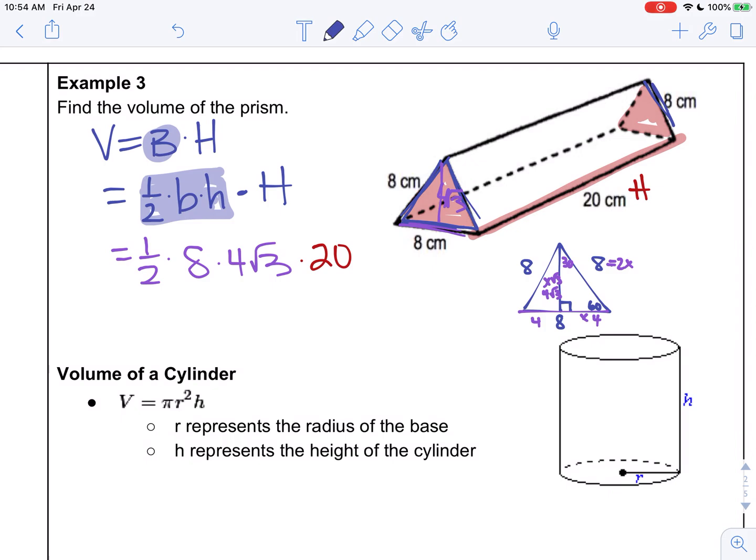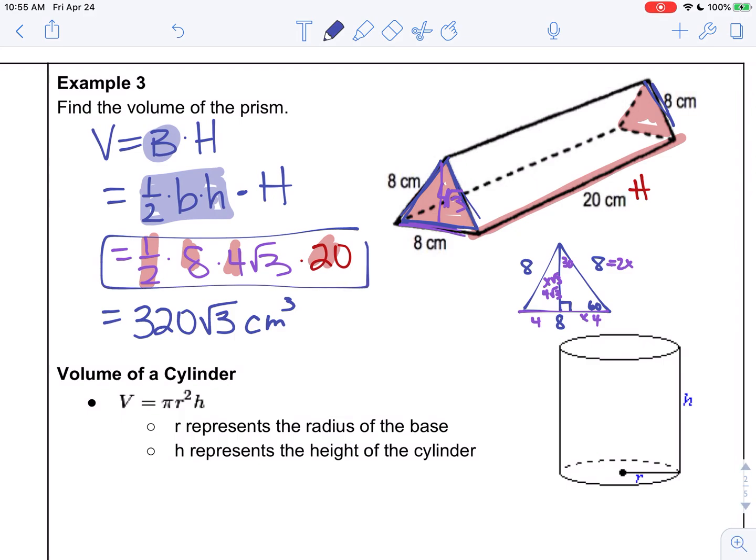All right, so if I want an exact answer, I'm going to multiply all the things not incorporated in the square root symbol. So 1/2 times 8 times 4 times 20, that gives me 320 times the square root of 3 cubic centimeters. Okay, so that's how an answer might show up on a standardized test like your ACT, something like that. All right, I also can do it as an approximate answer, and if I just type all of this stuff into my calculator, I get approximately 554.3 cubic centimeters.